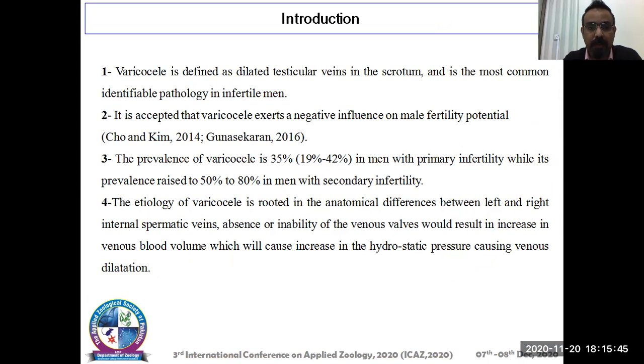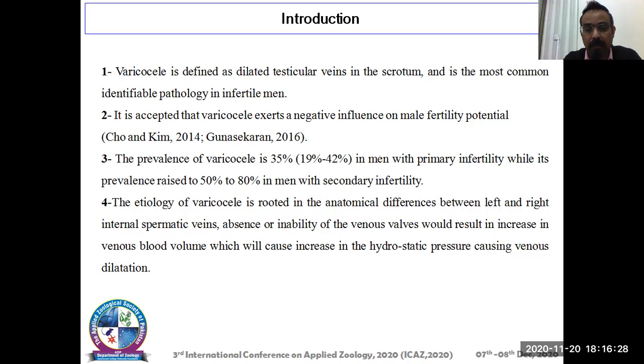The outcome of this dilation in the testicular veins usually results in infertility. Statistically, the prevalence of varicocele is around 35% in men with primary infertility, while the prevalence is raised up to 50 to 80% in men with secondary infertility. The etiology or the cause of varicocele is rooted in the anatomical differences between left and right internal spermatic veins.